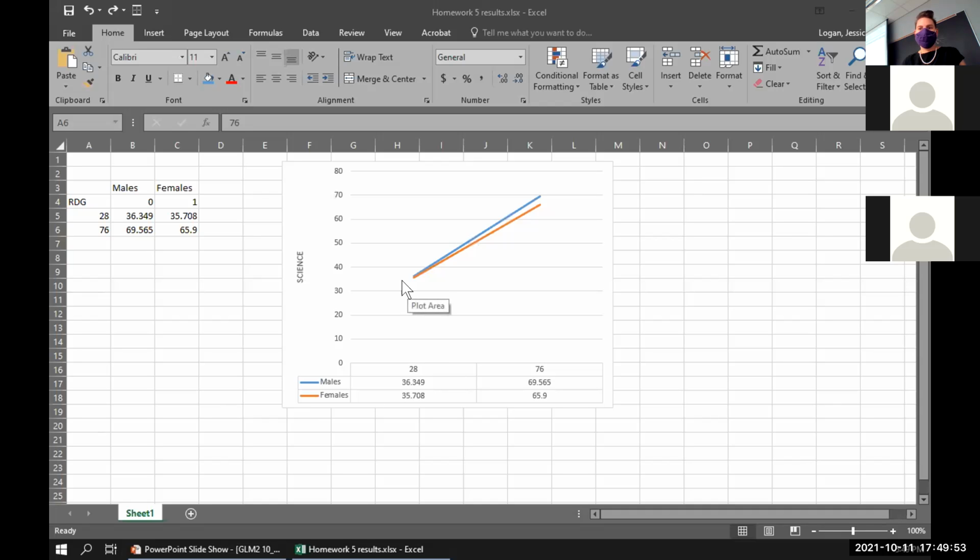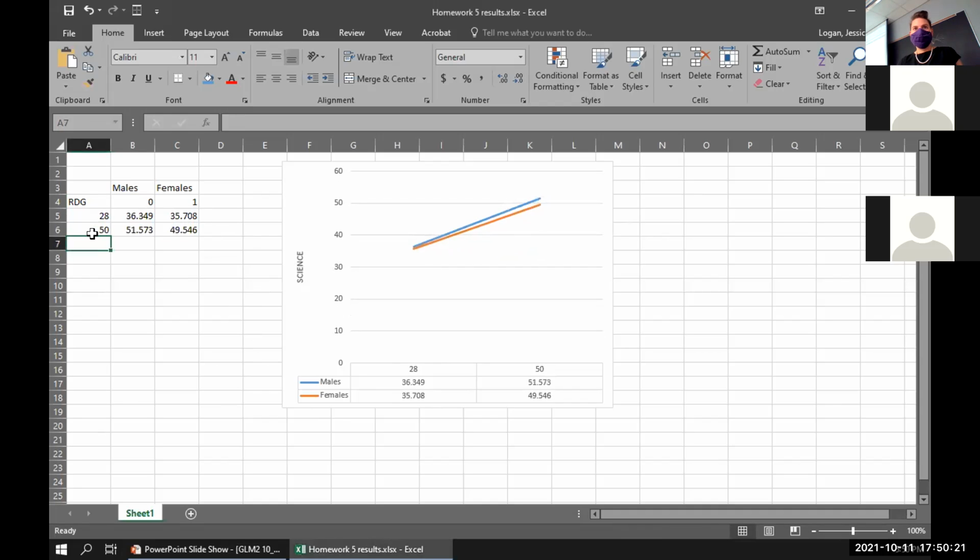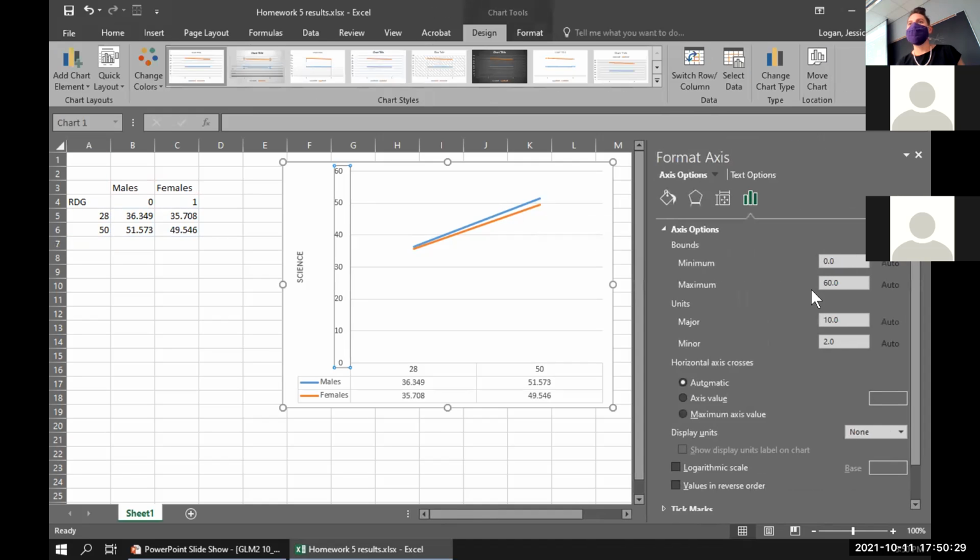Okay. Now everyone can see this little thing from our homework. So if I picked 0 for males and 1 for females to plot, I've got one line for females and one line for males. Each one of those represents the relation between reading and science. So now I have 28 and I have 76, but I could have picked 50. So now if I pick 50, you see that those slopes moved. Unfortunately, it's keeping this. Let me make this fixed.